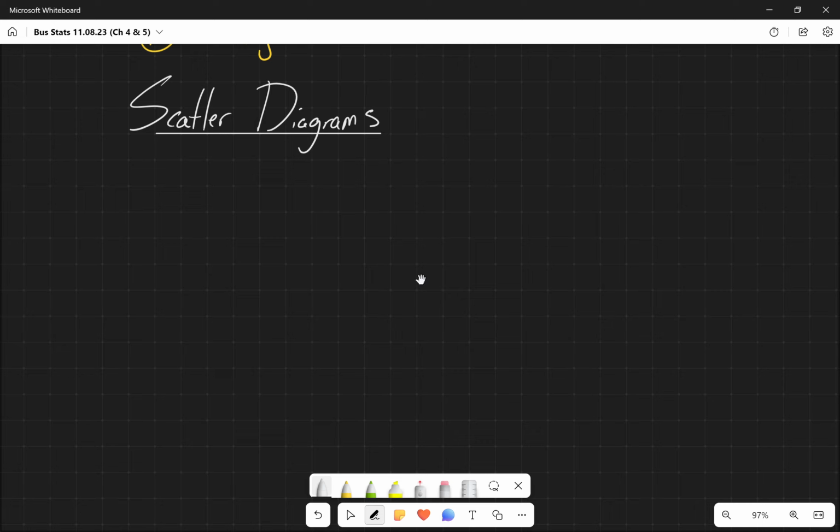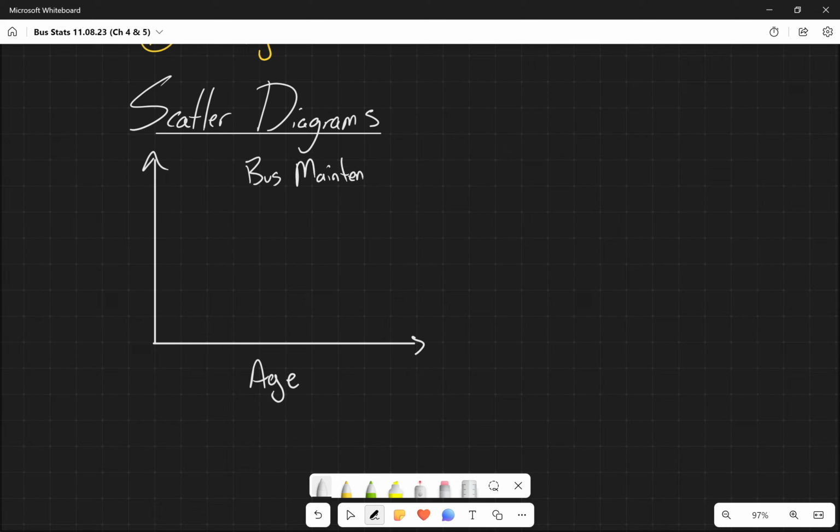So one of the main things that we're going to be using in this course is a scatter diagram. So when we have bivariate data, we're going to put some of the variables on the x-axis, like our age, when we're looking at bus maintenance. And then over here, we're going to look at the maintenance cost.